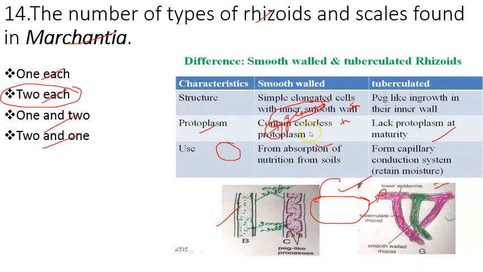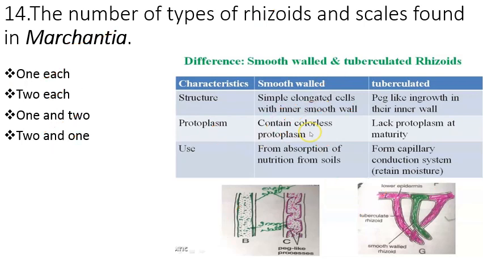If we talk about the difference between smooth-walled rhizoids and tuberculated rhizoids, the smooth-walled rhizoids are simple elongated cells with a smooth inner wall. Its wall is smooth. While tuberculated rhizoids bear some peg-like projections. These peg-like projections are towards the inside. So there are two types of rhizoids.